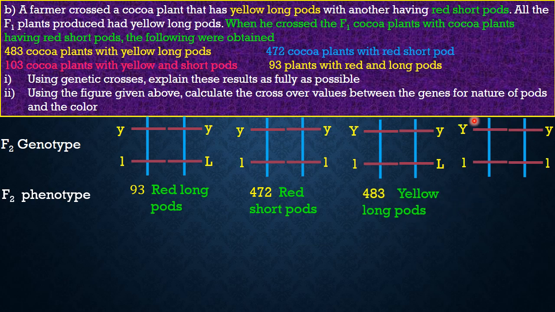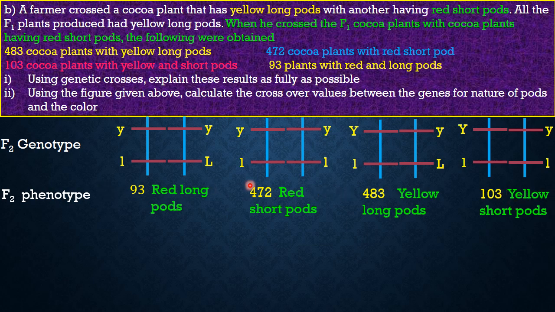Then in this case, guys, we have capital Y at least, right? So it's already yellow. Then we have small l. Everything is small l, so that's red. So we are going to have, that's a short. Sorry, short. So we're going to have 103 yellow short pods.